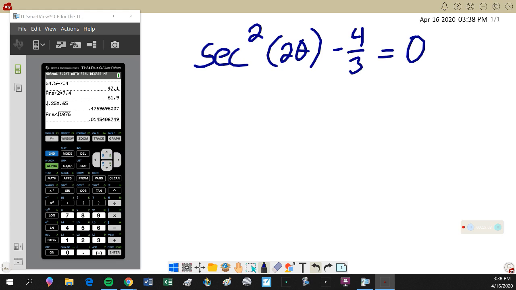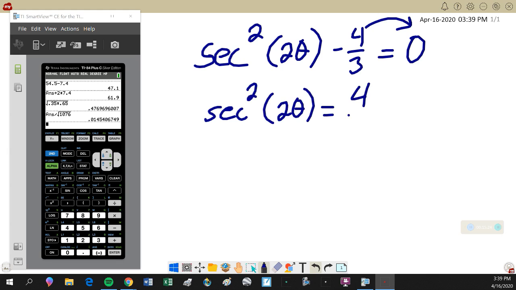Okay. So I don't like secants. I prefer cosines. And I'm going to move this to the other side. So the secant squared of 2 theta is equal to 4 over 3. And then I need to decide, am I going to deal with the squared or the 2 theta? It will probably work both ways. Let me just take a look.